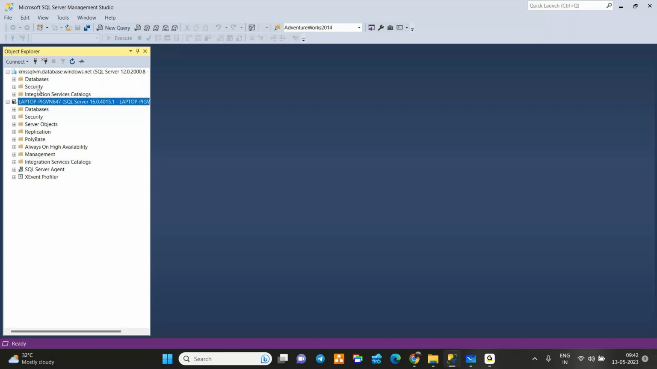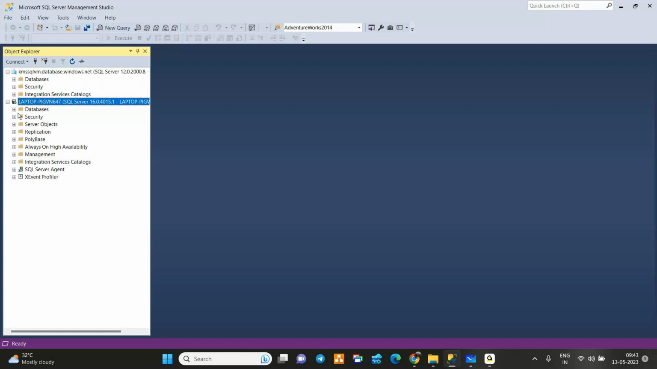You can't see server objects, you can't see replication, you can't see PolyBase, you can't see Always On, you can't see management, you can't see SQL Server Agent, nothing. Only databases, security, and integration services catalog for Azure SQL database. For MI, you will see all this stuff. Only for Azure SQL database, you will see only this.